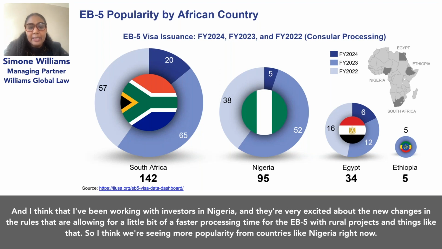And I think that I've been working with investors in Nigeria, and they're very excited about the new changes in the rules that are allowing for a little bit of a faster processing time for the EB-5, with rural projects and things like that. So I think we're seeing more popularity from countries like Nigeria right now.